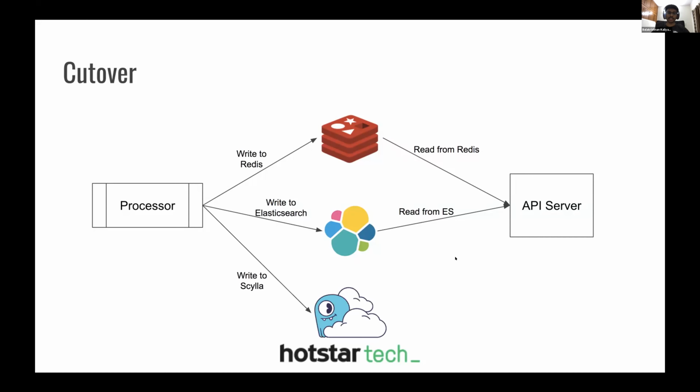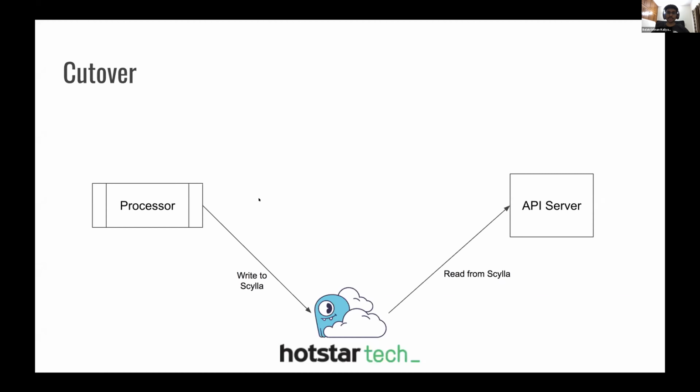For that, what we did is we started writing in parallel to Scylla Cloud along with the other two databases, such that we won't miss any data during the migration of our use cases. Post this, we started API servers to read from Scylla Cloud also at the same time. Once all the data has been completely migrated and we are 100% sure that there is no data loss and APIs are also able to read from Scylla Cloud, we simply cut over from the other two databases. Now there's only one single flow where the processor just writes to Scylla Cloud and the API server just reads from Scylla Cloud and renders back to the client.